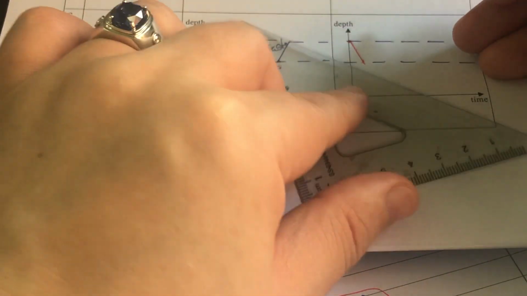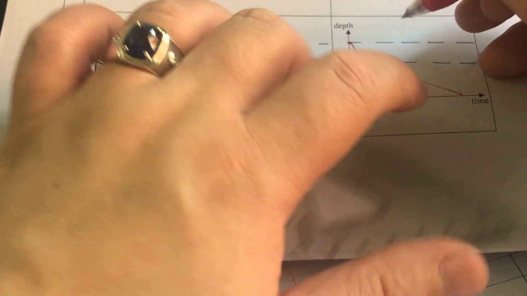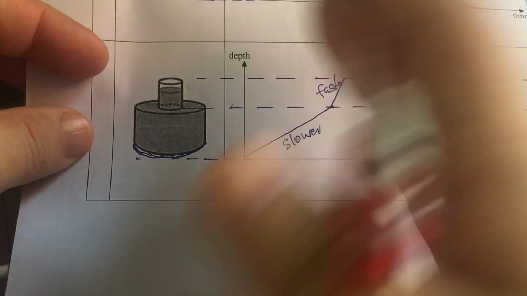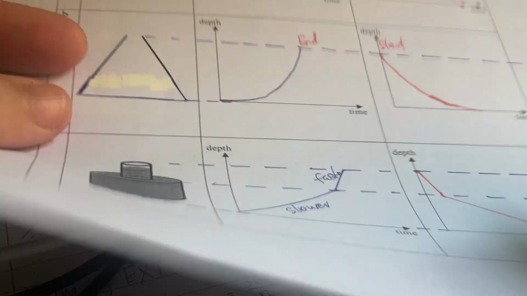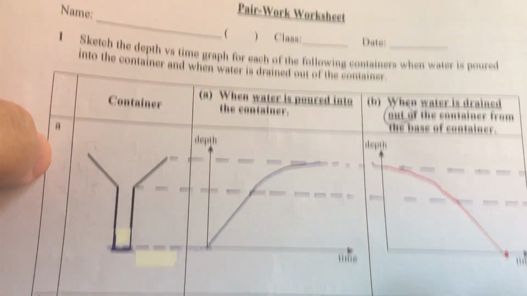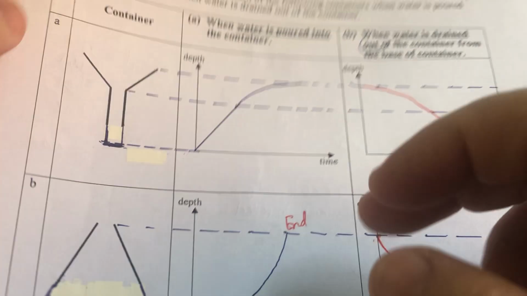Then you do the reflection like that. You know what I mean? Reflect like a mirror, like the mirror image. Okay, so we have more or less covered the water depth versus time kind of graph.